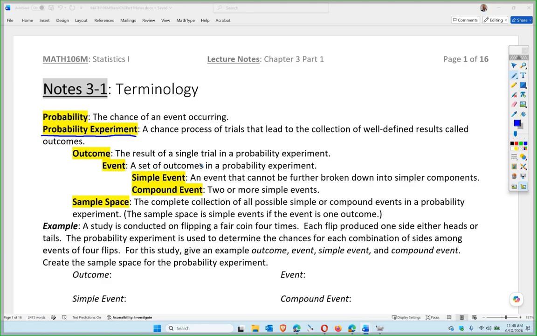An outcome is a result of a single trial, right? The event is a set of outcomes, which are either simple or compound. A simple event you can't break down any further. Two or more simple events is a compound event. What you need is the sample space, which is the complete set of all the possible outcomes, because in order to figure out a probability, you need to know how many it is out of. If you don't know how many there are, how do you know what the probability is?